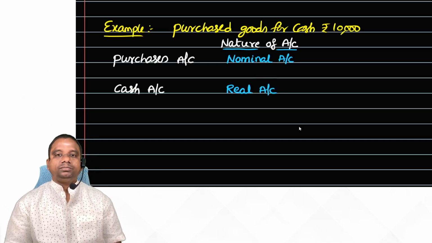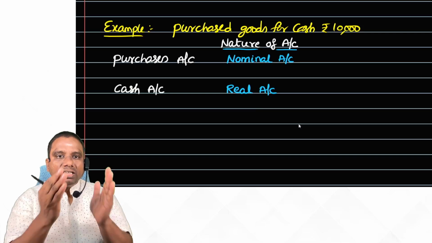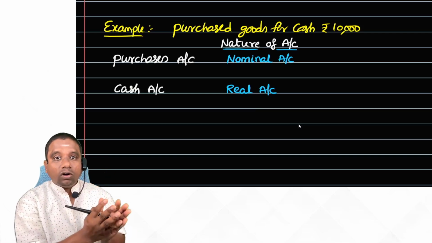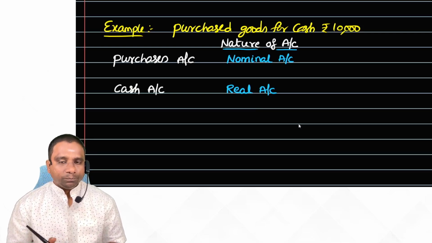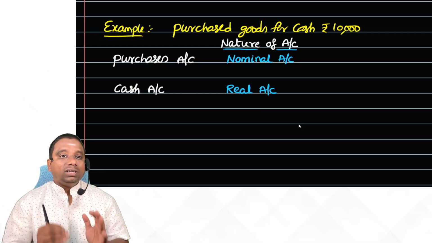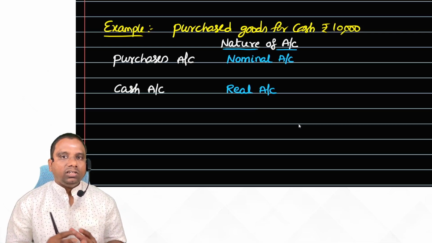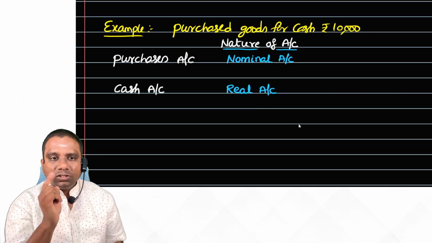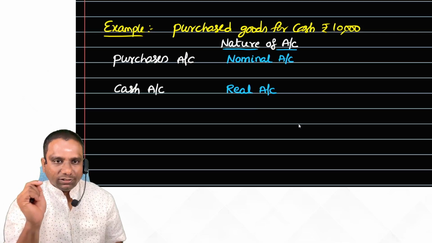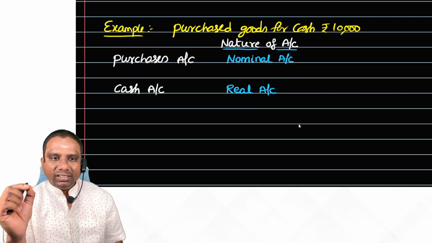Real account. Is it clear, students? So we have identified the accounts involved and the nature of each account. Next step, recall the debit credit rules. Nominal account rule is what? Debit all expenses and losses. Credit all incomes and gains.